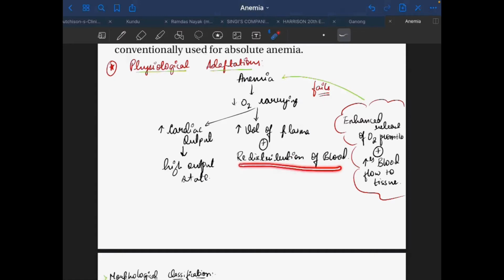What happens here? The redistribution of the blood means the blood from the peripheries is withdrawn and is supplied to the central main organs, that is your brain, heart and other functioning organs, from the skin periphery. That's why in anemia redistribution of blood happens and there will be an increase in the plasma. These are the physiological adaptations that generally happen in the body of a child.